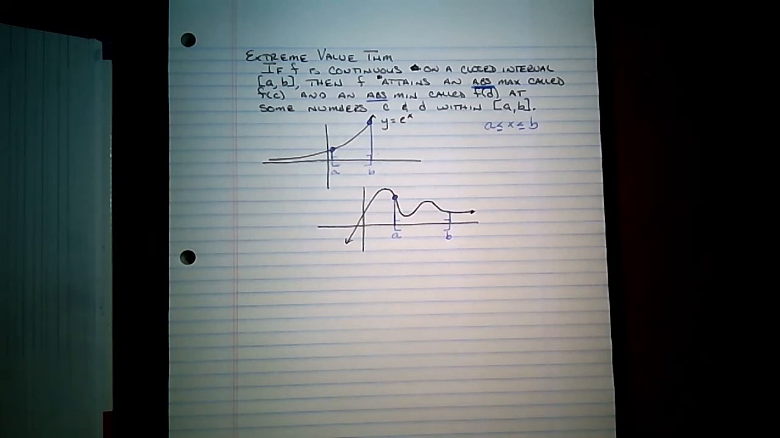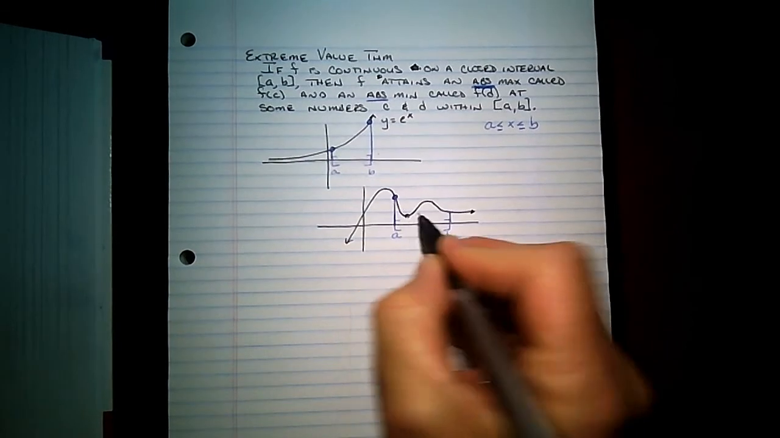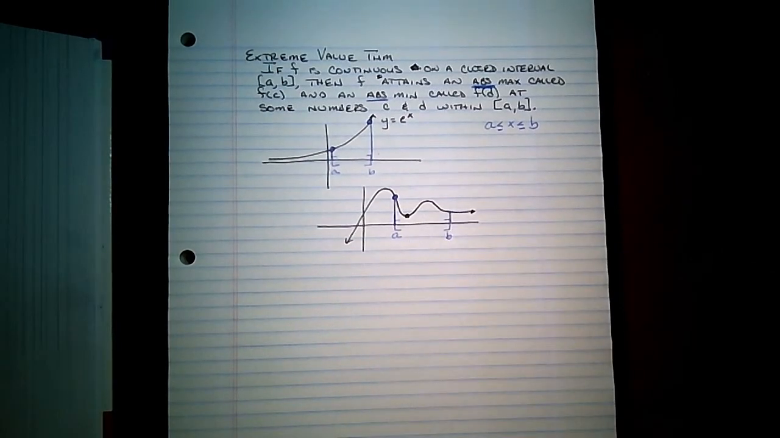What about the absolute min? Well, we have an absolute min now. We didn't have one before, but now we do. Our absolute min is right here. This is our absolute minimum. So when we were on the open interval from negative infinity to infinity, we didn't have an absolute minimum. But now we do. Okay? So that's the importance of the extreme value theorem. It forces us to have absolute mins and absolute maxes.